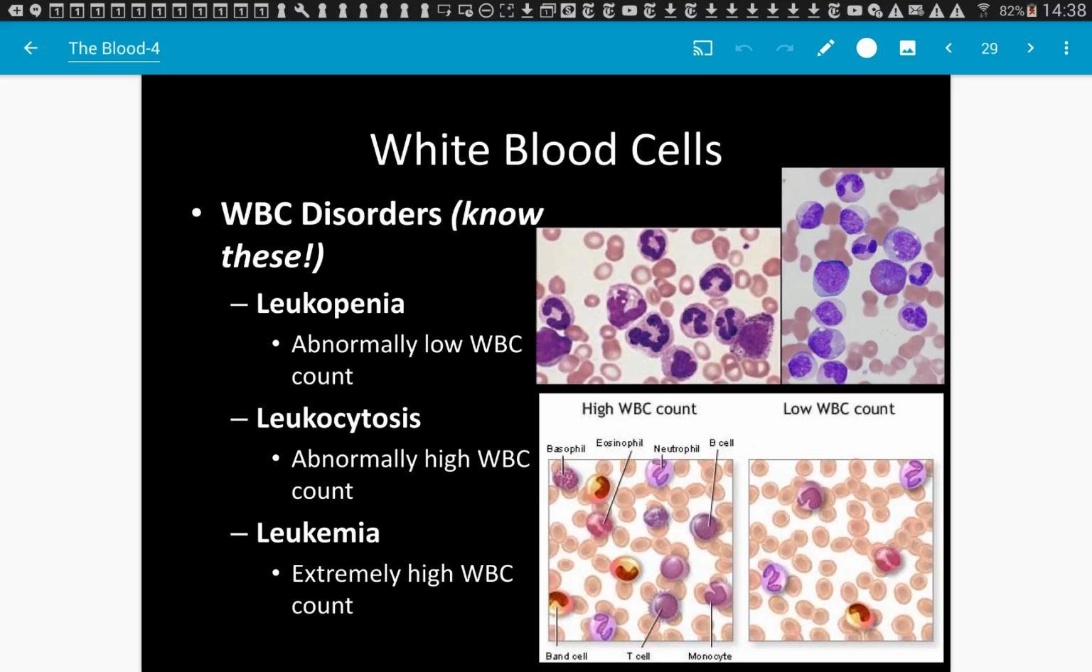Yeah, it's going to affect your immune system. It's basically, you're going to have a harder time fighting infection. That's a bad thing. And actually, HIV, that virus, attacks white blood cells. So that can cause leukopenia.